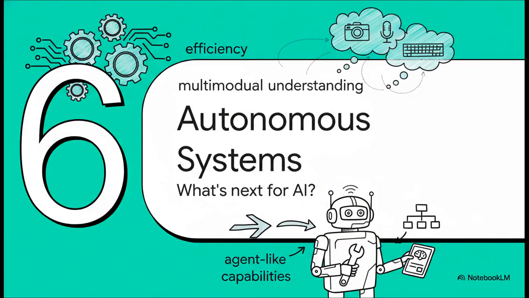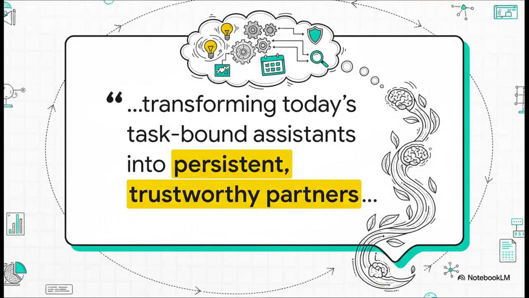So, where is all this actually heading? What's the endgame? Well, this combination of incredible efficiency, deep multimodal understanding, and these new agent-like capabilities, it's all paving the way for what you might call truly autonomous systems. I think this quote from the Qwen team's own paper just sums up the vision perfectly. The goal here is to move way beyond the assistants we have today that can only really do one thing at a time. The real aim is to create these persistent partners that can work on complex, long-term goals, learning and adapting along the way.